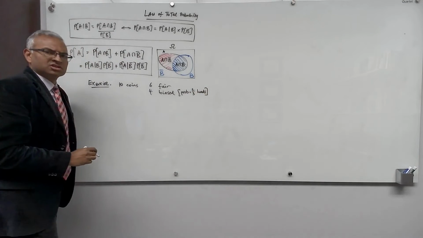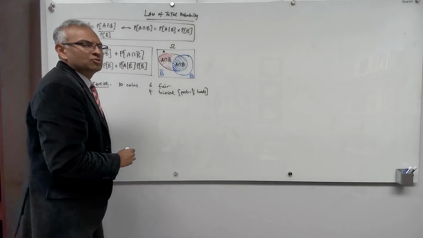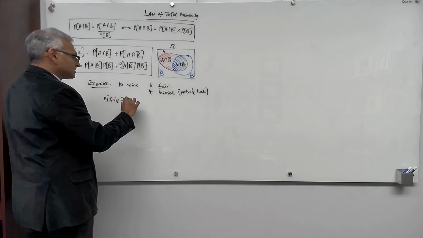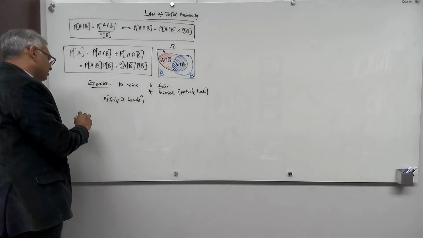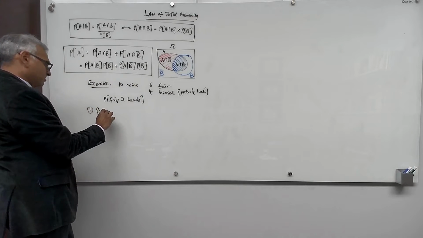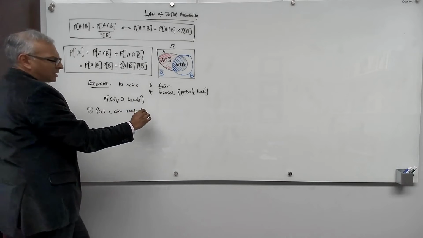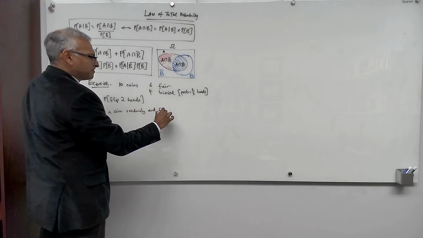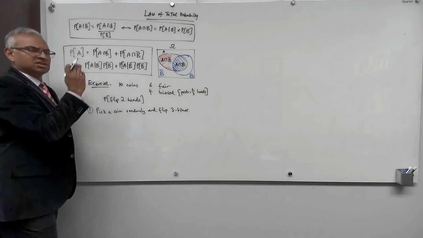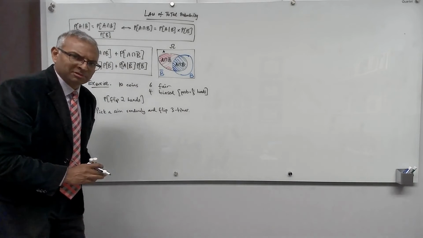Now consider the following 2 experiments, and we're interested in the probability that you flip 2 heads. Here are the 2 experiments. The first experiment is you pick a coin randomly and flip it 3 times. And now we want to know what are the chances you got 2 heads. Use the law of total probability to solve it.